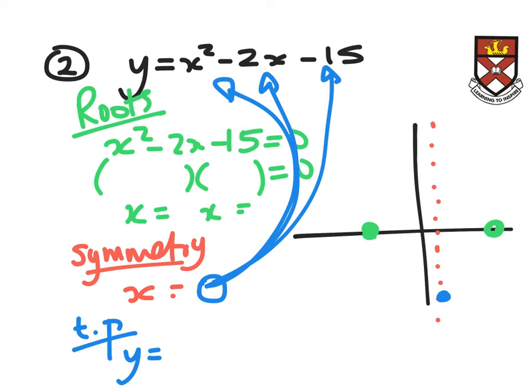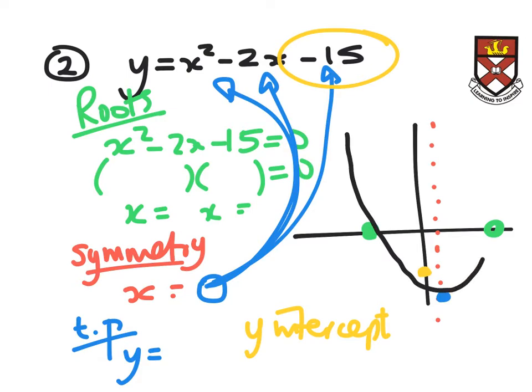Last thing you need to find is your y-intercept. Where does it cross the y-axis? The number at the end. So now you've got all that information, you should hopefully be able to draw your curve. A wee bit better than I did.